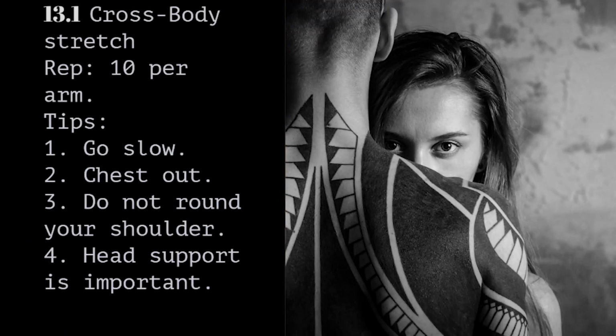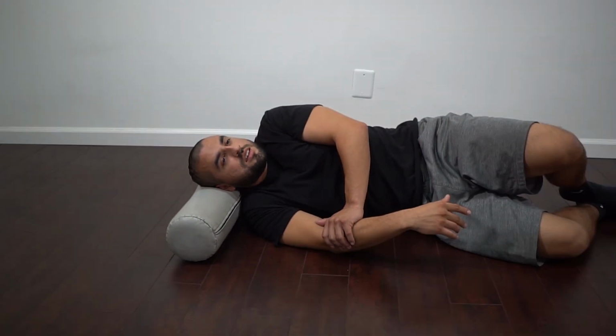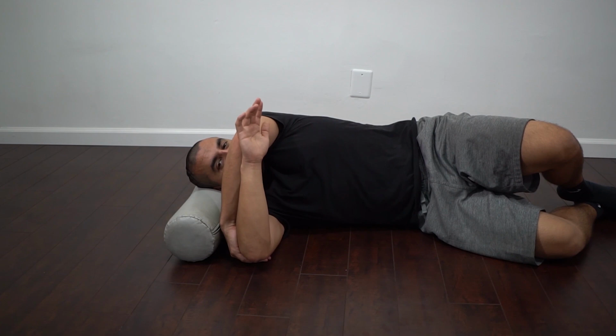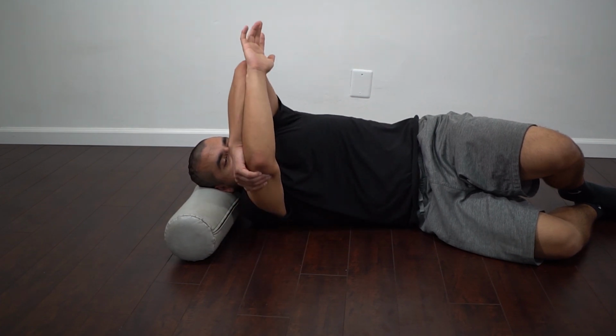Our first progression to a healthy shoulder is going to be the cross body stretch. We're doing this probably 10 times per arm. The tip is you can even do it in bed. You can do it on the floor at the gym. The most important thing is head support. So place some head support.